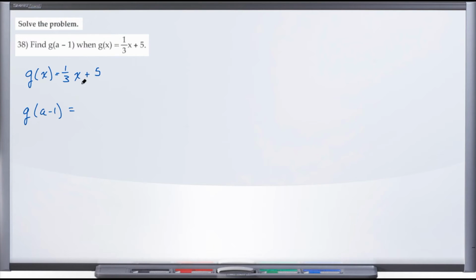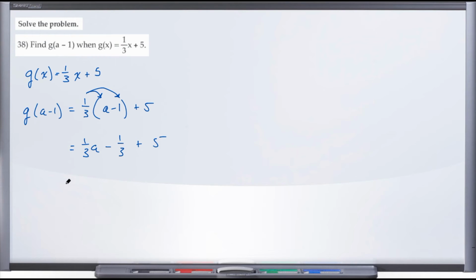All right, so we're going to take our function g, anywhere we see an x, replace that x with an a minus 1. So we have 1/3, plugging in a minus 1 for x, plus 5. And now we're going to go ahead and take this 1/3 and distribute it through. So we have 1/3a minus 1/3 plus 5.